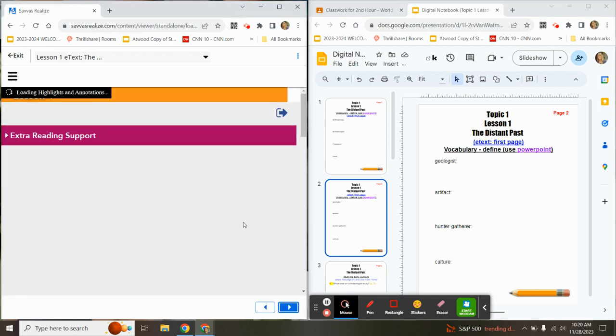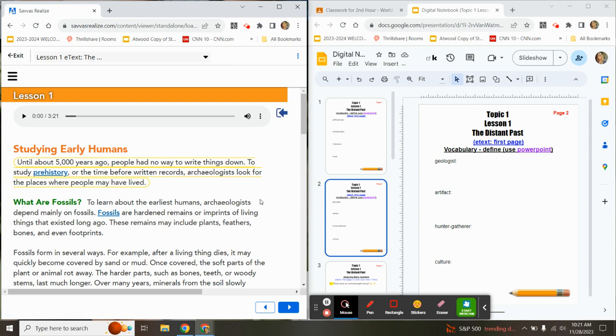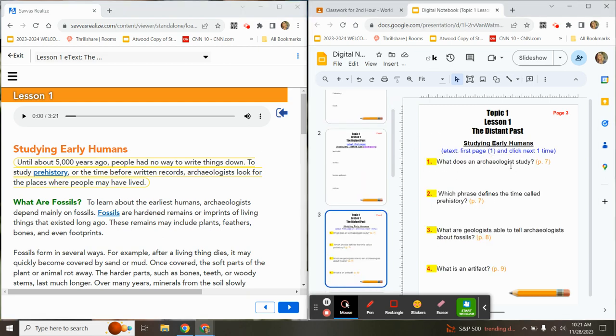If you're using the e-text, click next one time. Again, you'll see this wall in my way. I can't even see the writing, so I'll click that to get out of it. We will go back to page 3. We've already done number 1, so we are on number 2. Let's go ahead and listen to the lesson.